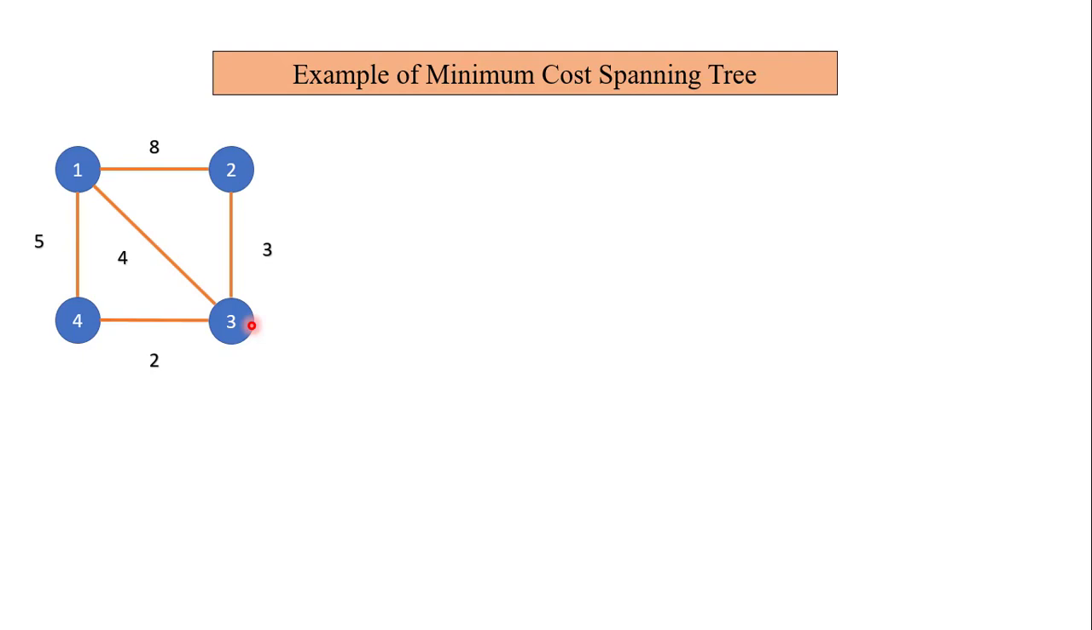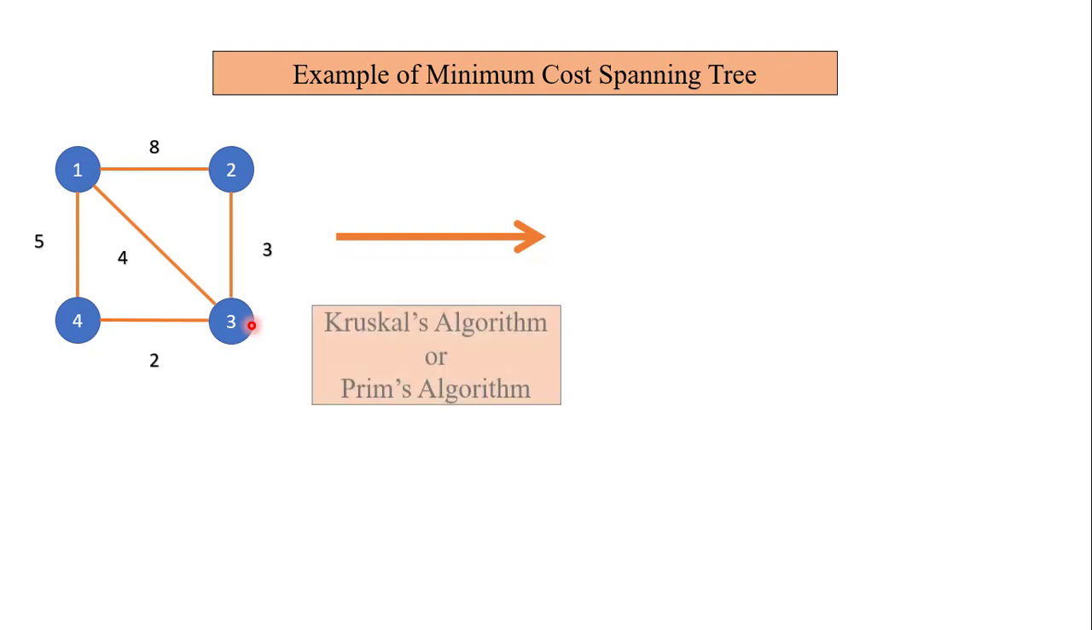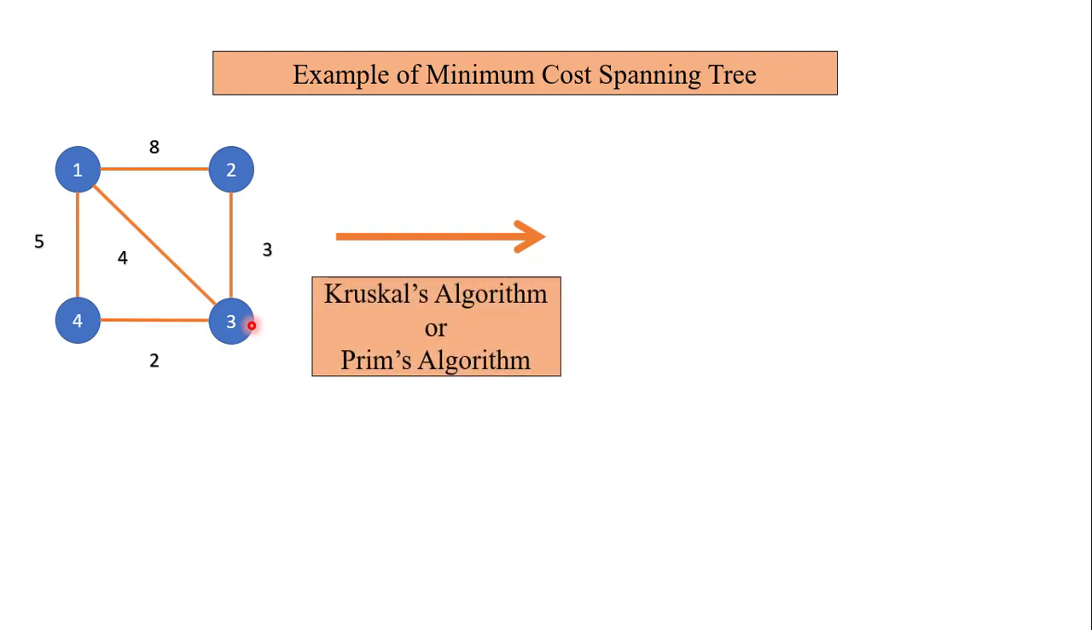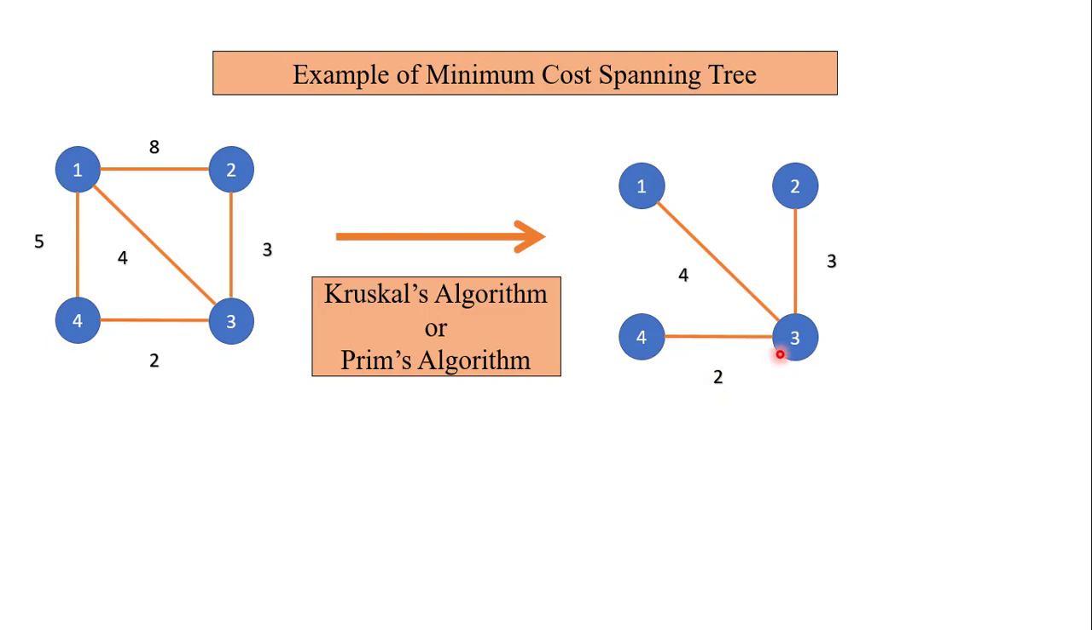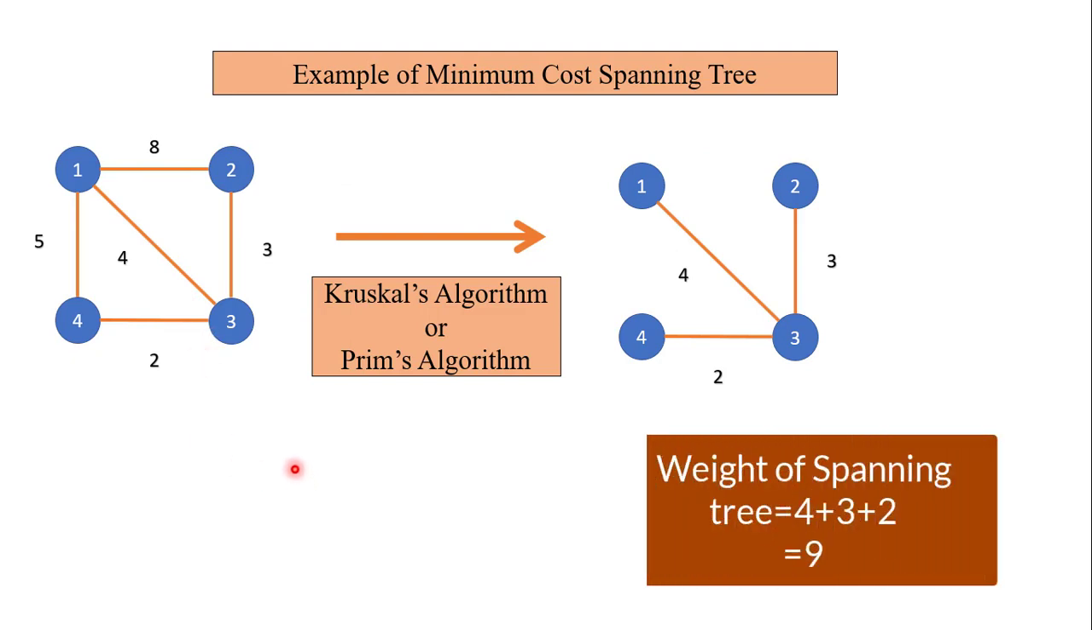After that we have to apply an algorithm. The first is Kruskal's algorithm, or you can also apply Prim's algorithm. Then after applying this algorithm, we will get this. This is the minimum cost spanning tree. For this graph, there are many spanning trees possible, but among them we have to choose the spanning tree which has minimum weight. So we will get the minimum cost spanning tree.